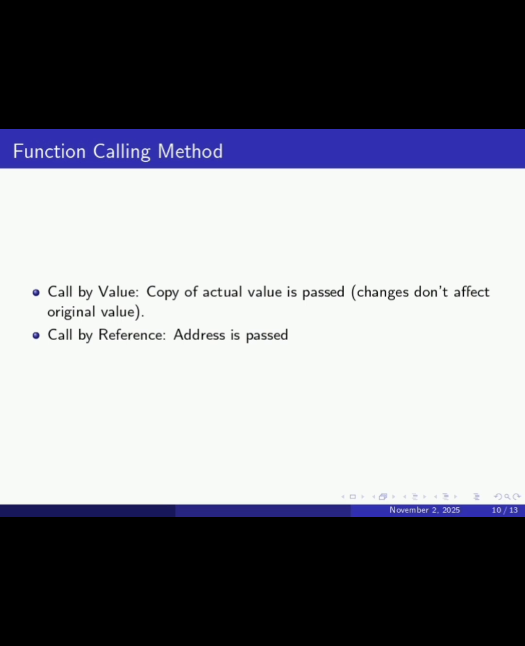And the next one is call by reference. In this method, the address of the variable is passed to the function. So any change inside the function affects the original variables. So, in short, call by value sends a copy, call by reference sends the address. That's how C allows us to control how data is shared between functions.